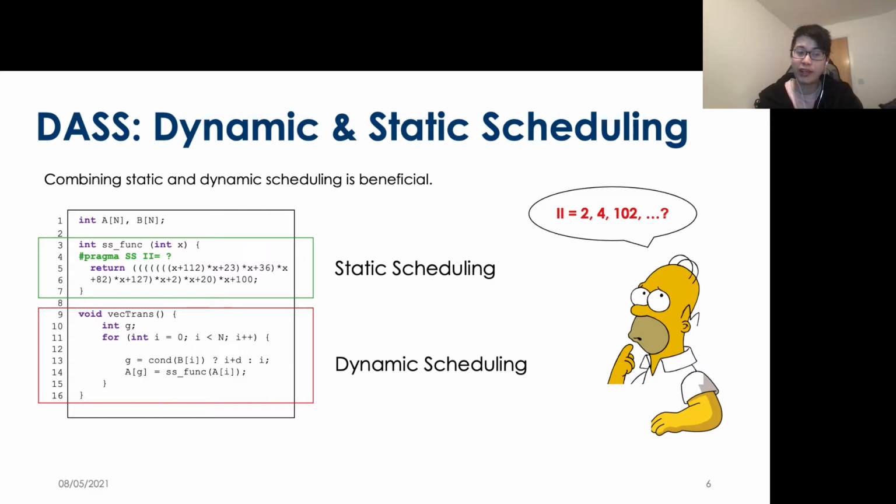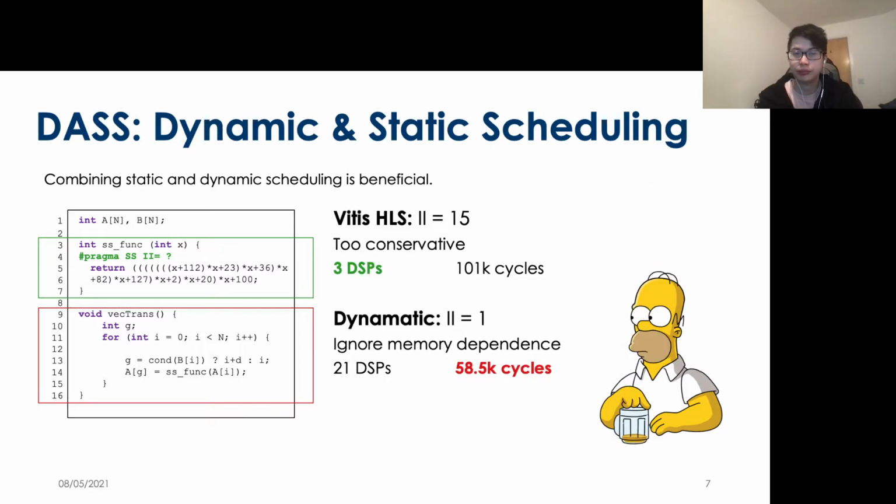So is there any existing analysis that can help us to determine an optimal II? So I have got some results for him. If we synthesize the whole design through Vitis HLS, the tool will suggest not to pipeline the function ssfunc, because the memory dependence could make the loop iterations sequential, and Vitis HLS conservatively chooses the largest II, which equals the latency of the function.